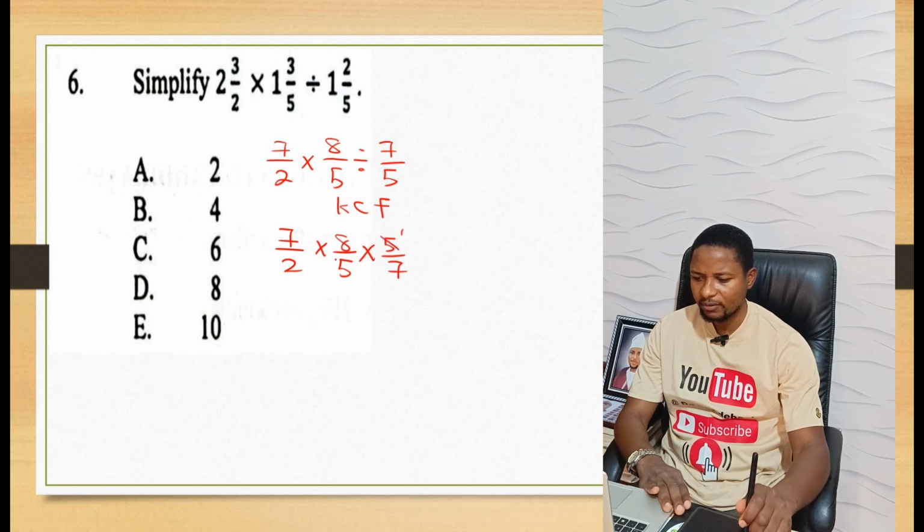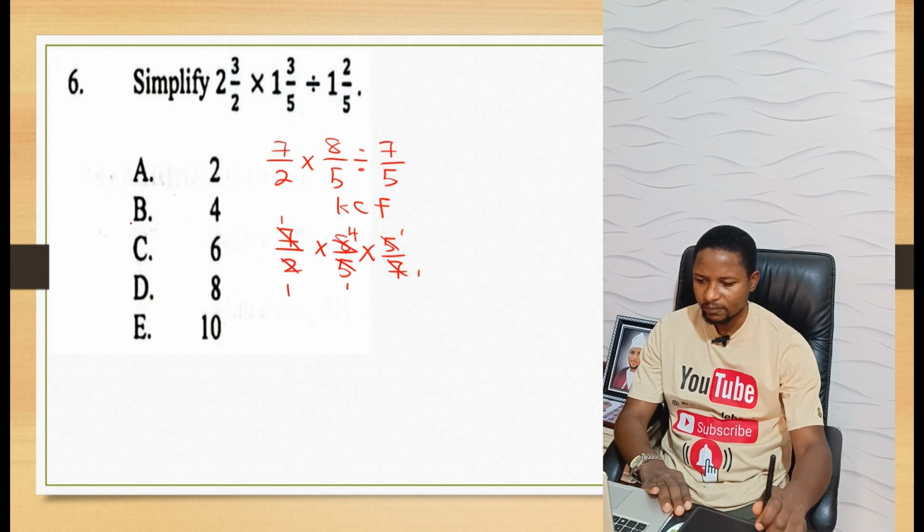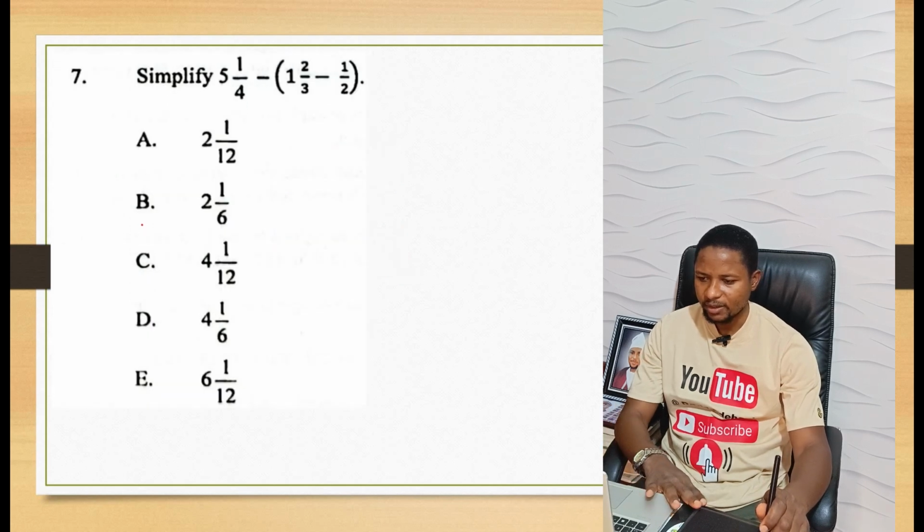5 can go in 5, 1. 7 can go in 7, 1. So you have 1. So you have 4. And your answer is what? 4. B is our answer. Moving on to question 7, simplify.